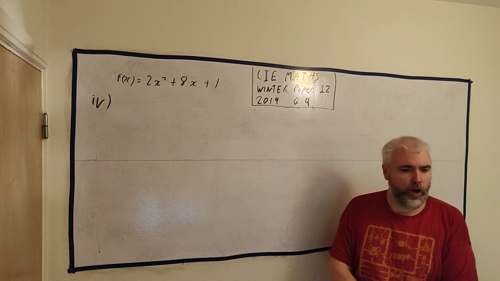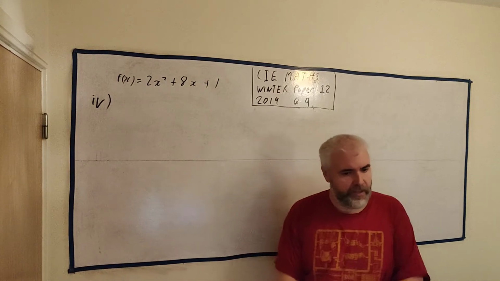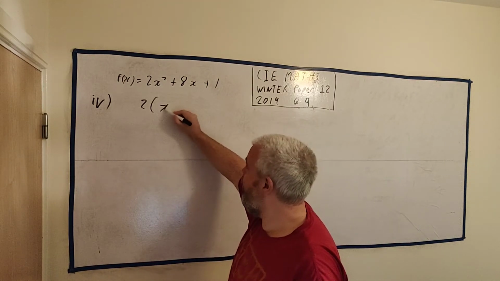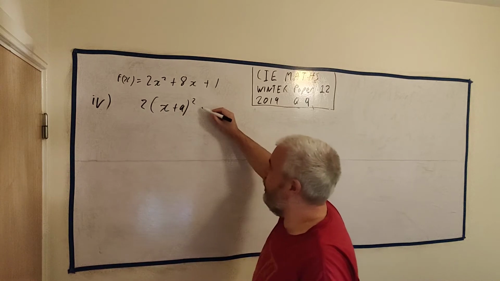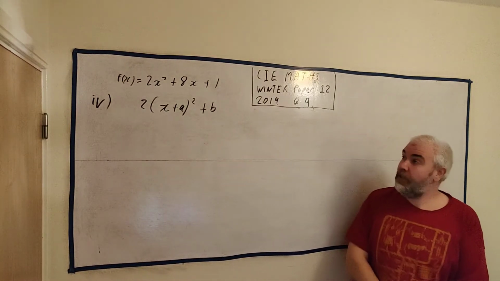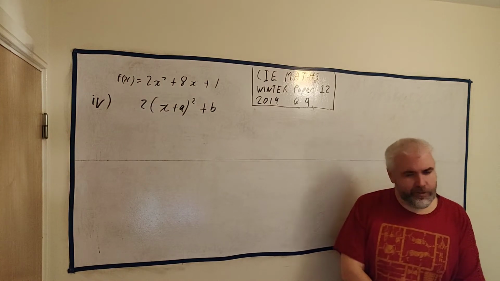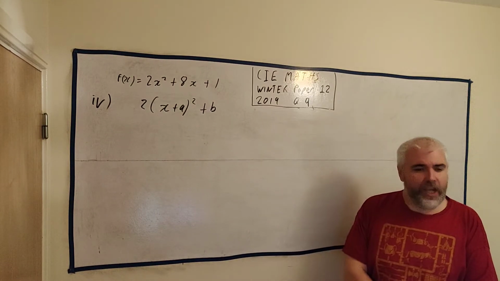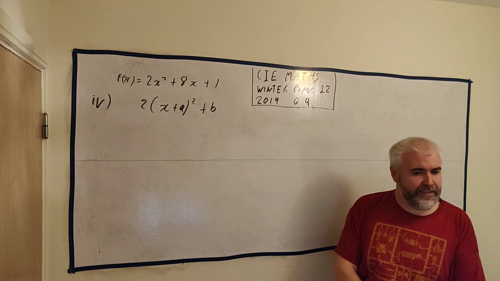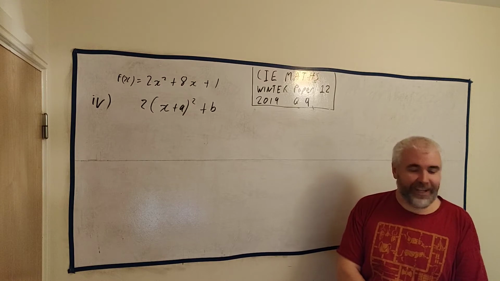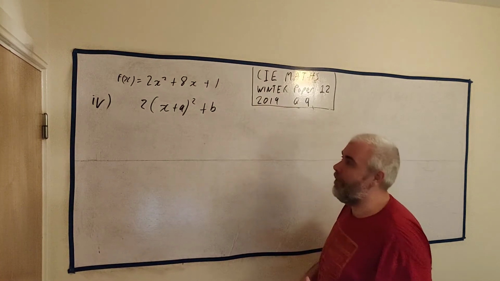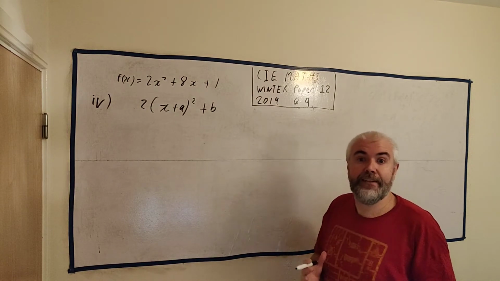Okay, part 4 only talks about f(x), so I've just left f(x) up there. Express f(x) in the form 2 multiplied by (x plus a) squared plus b, where a and b are constants, and hence state the least value of f(x). This is a very common way to write a quadratic equation, but a lot of students do not learn it, unfortunately. First of all, let's just put it into this form here. It's called completing the square.